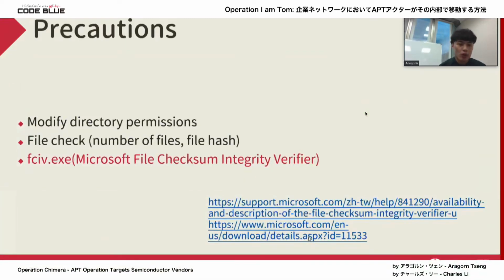And here are some precautions for the modified source attack. First, you can modify the directory permissions, or you can use some file check technique like file numbers or file hash. Microsoft also has a tool called File Checksum Integrity Verifier. It can help us check the MD5 of all files in one folder to check if any files have been modified.